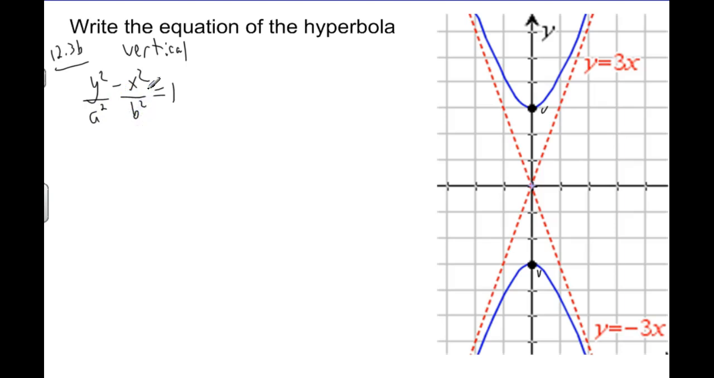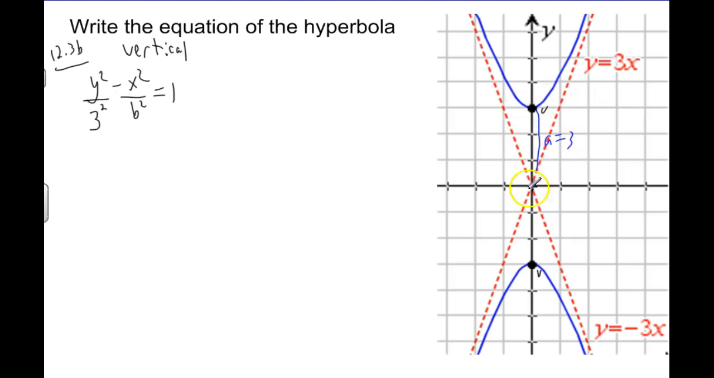We just need to figure out some of those items. What is a? What is b? Well, the distance from the vertex to the center is always called a. So a is equal to 3. So right away we know that that's going to be 3 squared. We're almost done. Just got to figure out what b is.